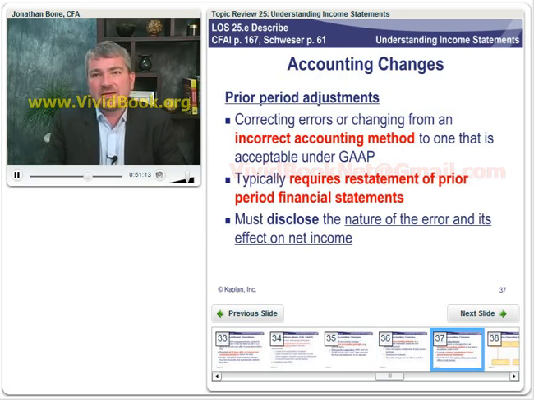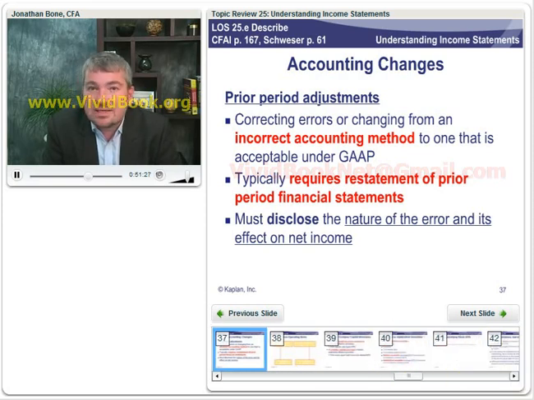Prior period adjustments are really correcting errors from an incorrect accounting method to one that is generally accepted by GAAP. So typically, if we do find errors, we will need to go back and restate the prior period's financial statements. Also notice we have to disclose the nature of the error and its impact on net income in that period.